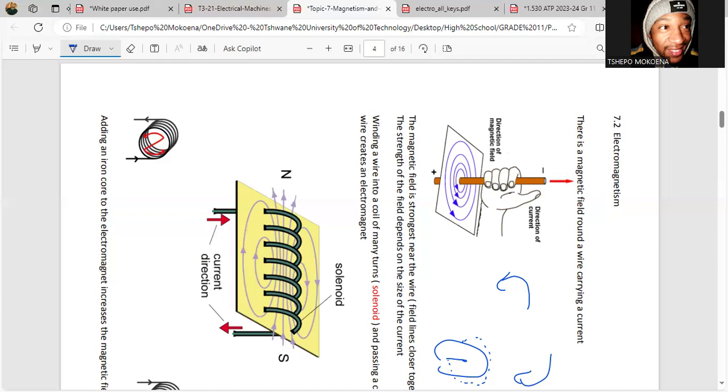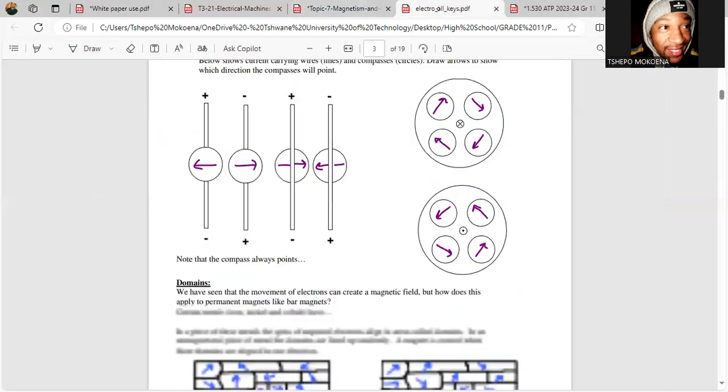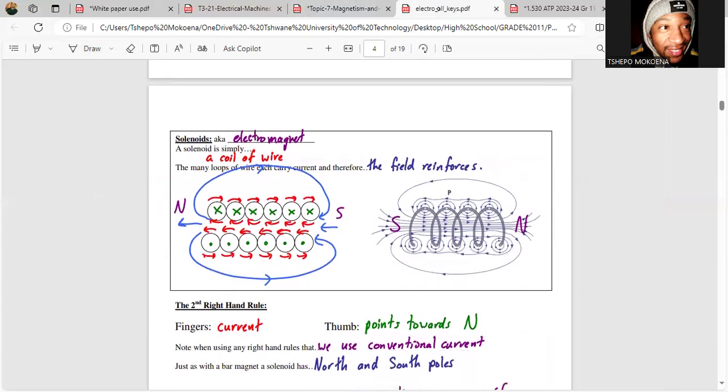So when it goes into the page, we're going to use what? Crosses. I think I have this picture over here. Let me see. This one is under solenoid, it will confuse you. It's fine. Let me leave it.